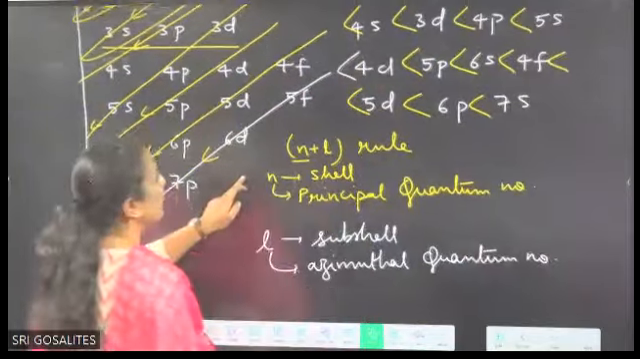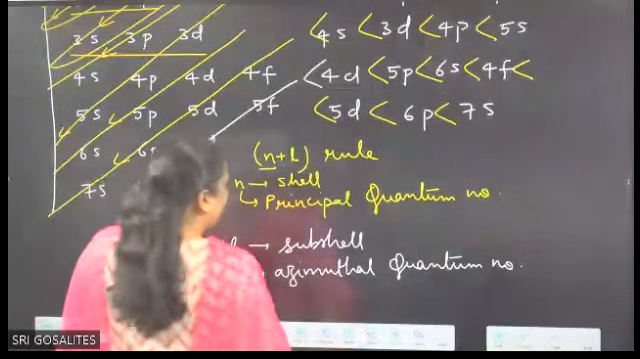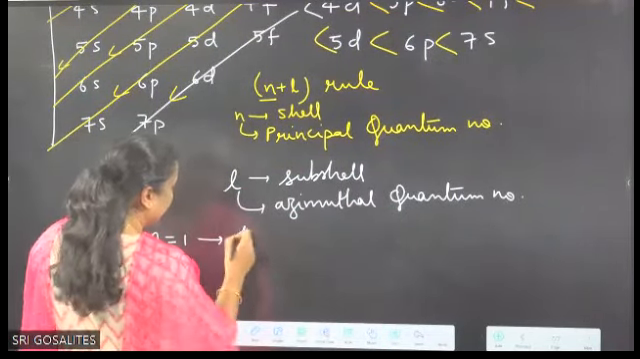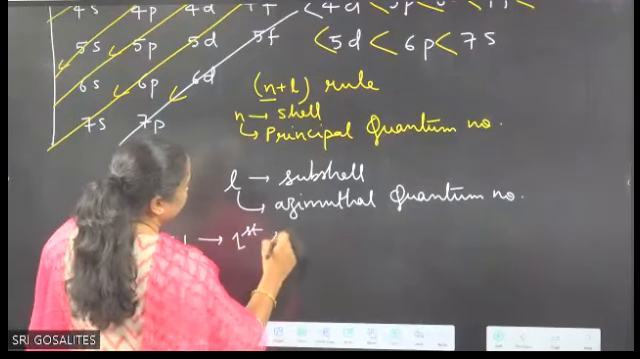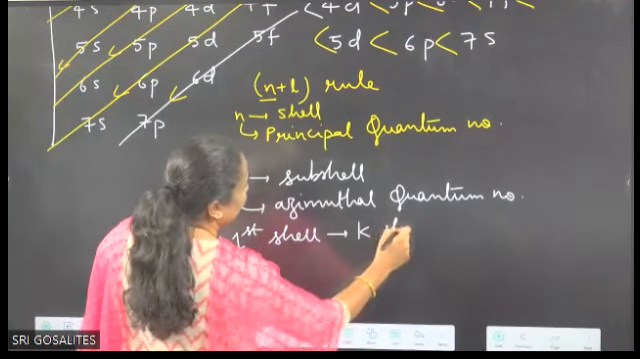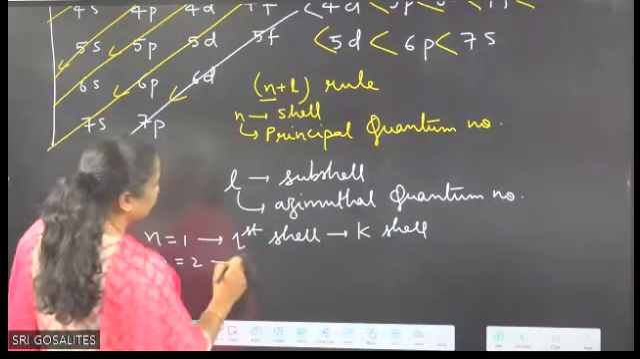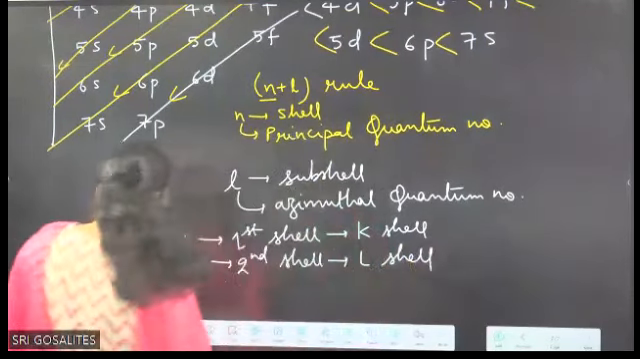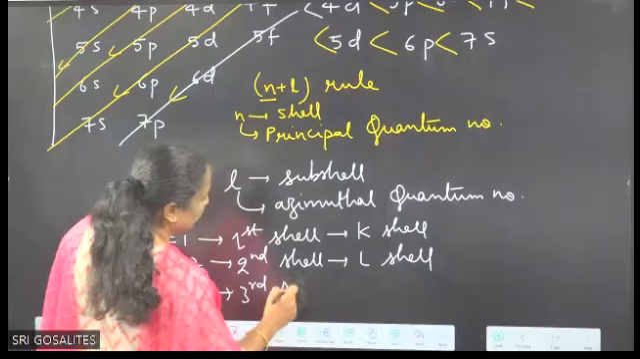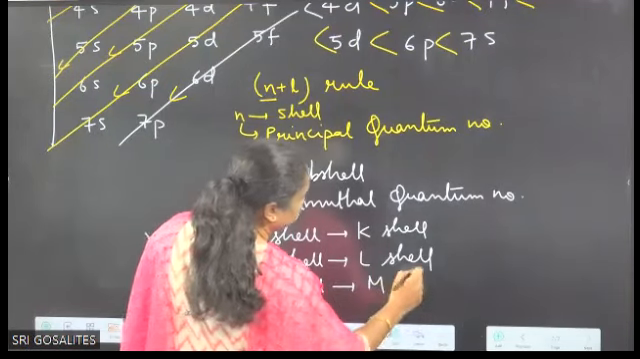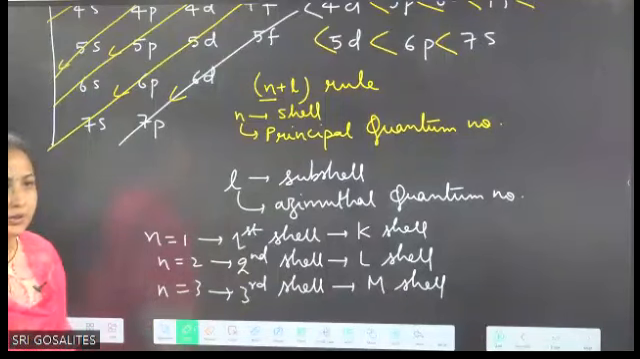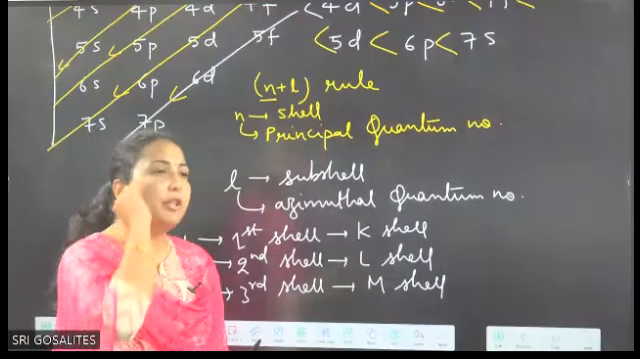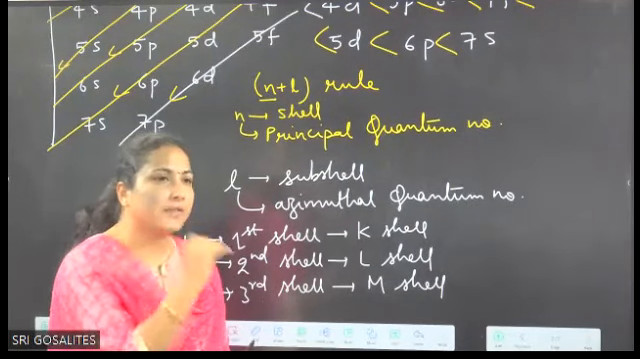And in fact, you can justify this order using the N plus L rule. You must remember one thing. If N is equal to 1, this is the first shell, the K shell, as you have studied. N equal to 2 is the second shell, and that is L. Then N equal to 3 is the third shell, and that is M. That's how it continues, right? Yes, there is an 8th also, but you don't need to fill up to that level. That is the reason I have stopped at 7s, 7p.